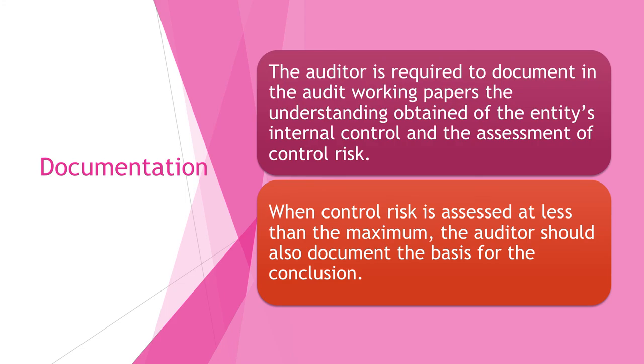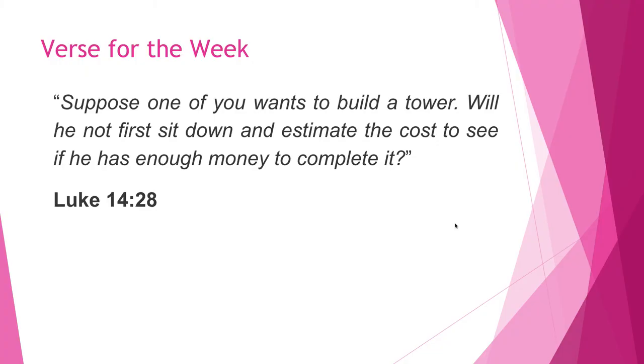If the control risk is lower, okay, what is the relationship between ROMM and the detection risk? And what is the relationship between the detection risk and substantive testing? It's an inverse relationship, so it affects your substantive testing. So you should document the basis for the conclusion of a lower than maximum control risk. All right. So that's for this topic, the first topic. Any questions?